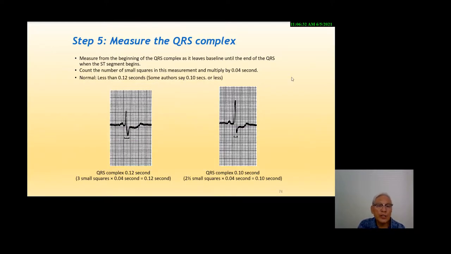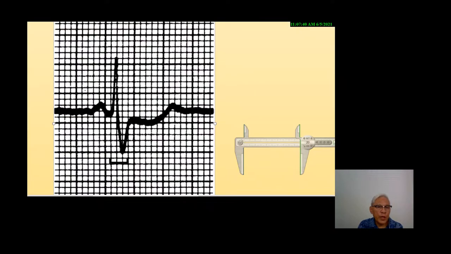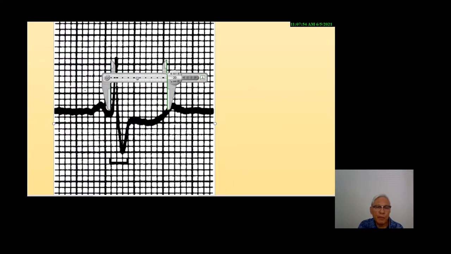So let's now take a look at this particular example. Let me illustrate how we would measure the QRS complex in this particular waveform. Notice that there is an R wave and an S wave. So we would put our measuring device right from the beginning of the QRS complex all the way to the end of the S wave. And it's something like this. And we notice that the number of small squares encompassed by this is 0.12 seconds. In this particular illustration, therefore, this is an abnormal QRS complex inasmuch as the measurement is 0.12 seconds.